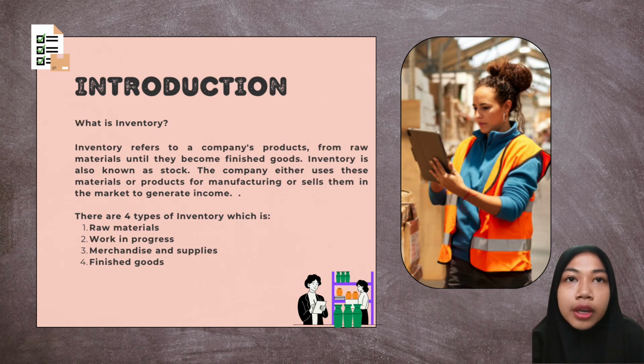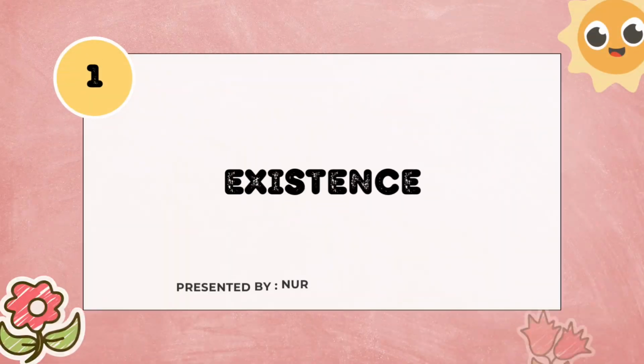What is inventory? Inventory refers to a company's product from raw material until they become finished goods. Inventory is also known as stock. The company either uses these materials or products for manufacturing or sells them in the market to generate income. There are 4 types of inventory: raw materials, work in progress, merchandise and supplies, and finished goods.